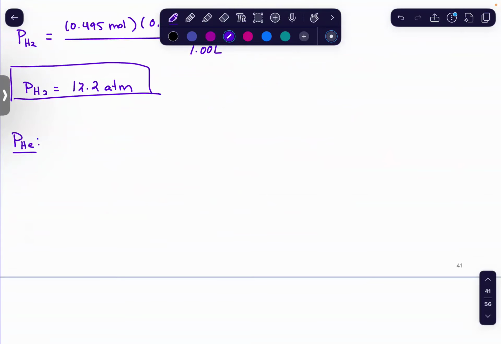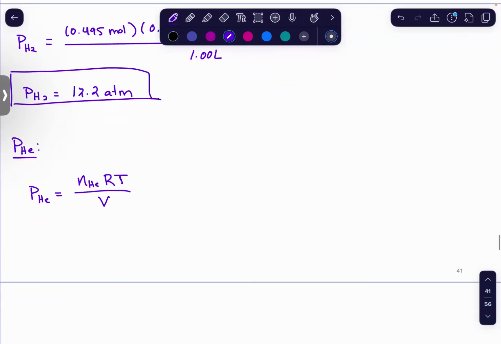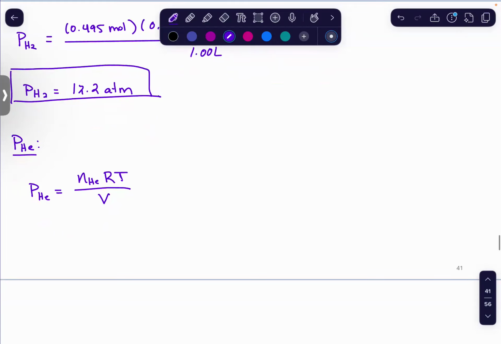Okay, so just use the same equation, pressure of helium. This time it's moles of helium, RT, over the volume of our system. Okay, well, let's see. What are our moles of helium? Well, remember it's 1.0 grams of helium. And then helium is 4.003 grams per mole. So that is going to be 0.250 moles of helium in the system.